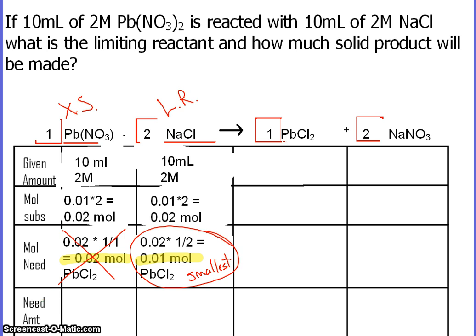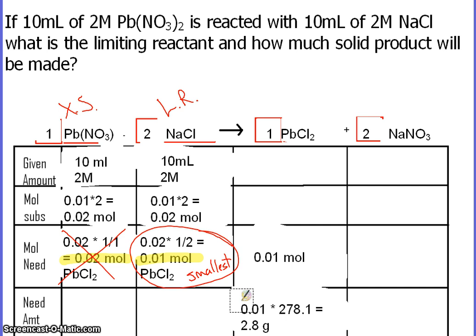Now, because that's my smallest amount, that's the amount of lead chloride I'm going to make. Now I just need to turn it into my needed amount, and I multiply it by its molar mass of 278.1 grams per mole, and find that I can make 2.8 grams of lead chloride.